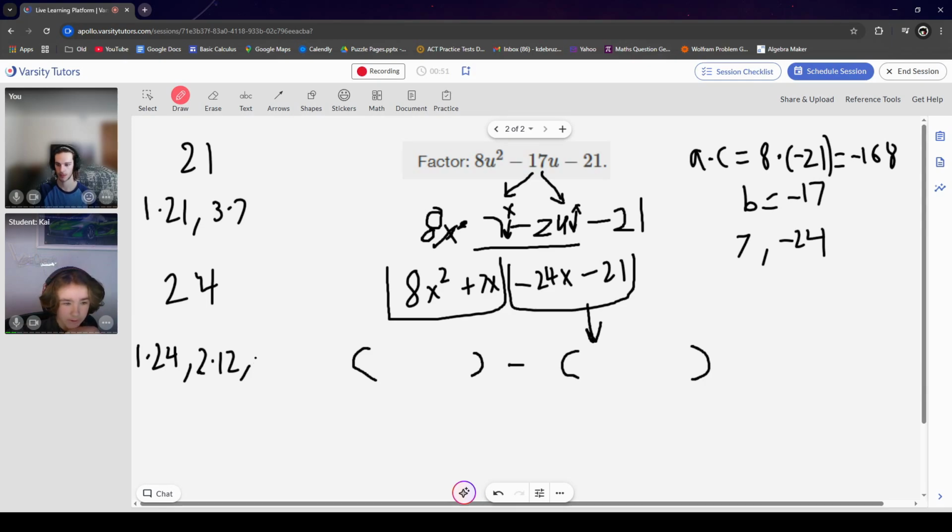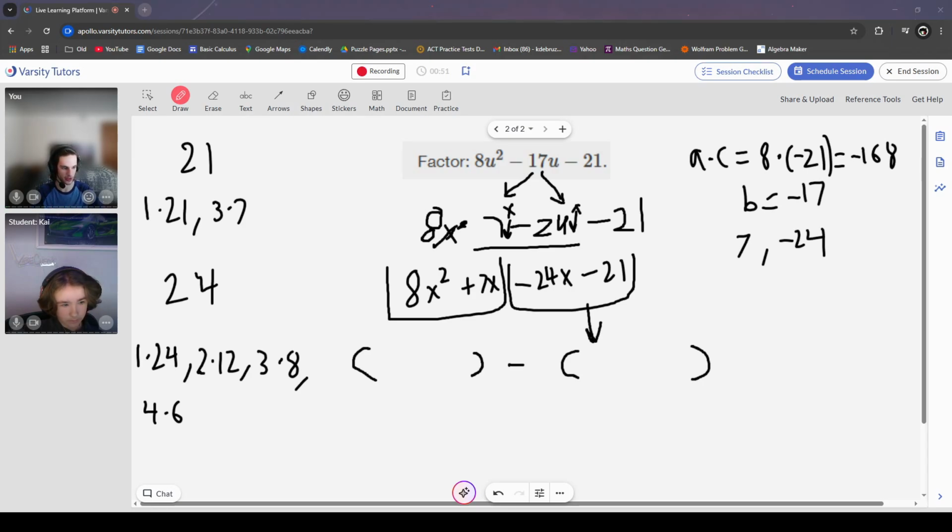8, or 3 and 8. Okay. Is there anything else? 4 and 6. Yep. And I think that is it. 24. I don't think that divides by 7. Nope, does not. Okay.